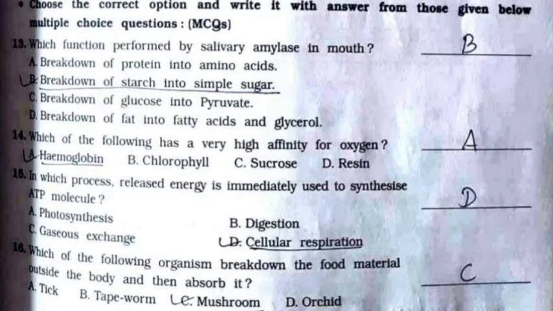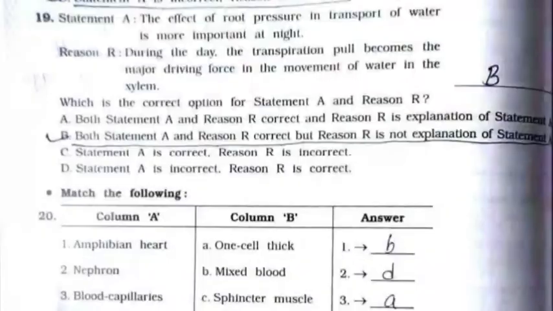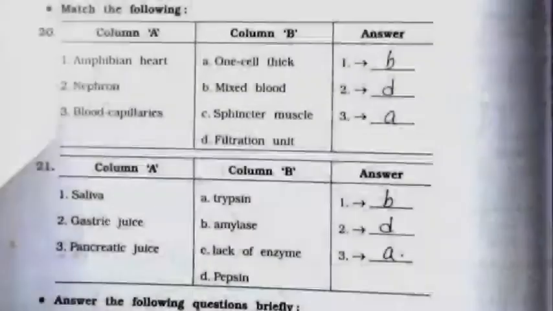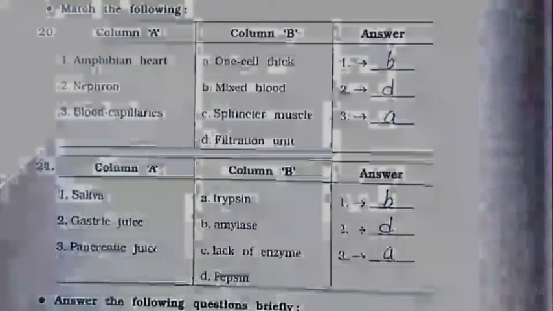13th answer is B. 14th one is A. 15th one is D. 16th one is option number C. 17th answer is option number A. 18th one is D. 19th answer is option B. 20th one and 21st one are the match the following. So you can see the answer and complete it in your workbook.